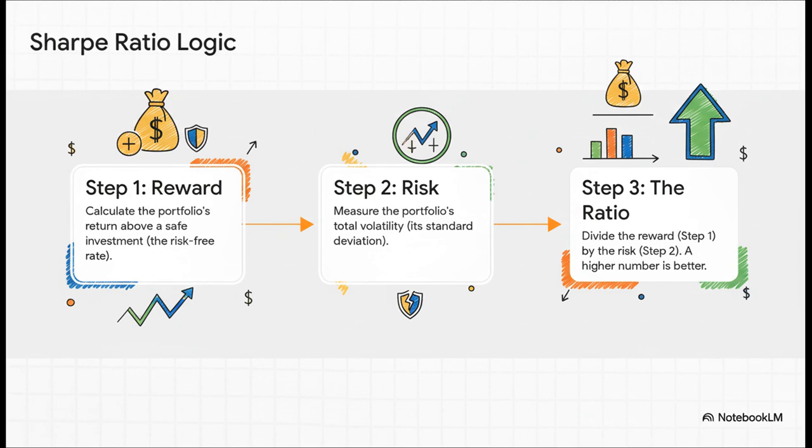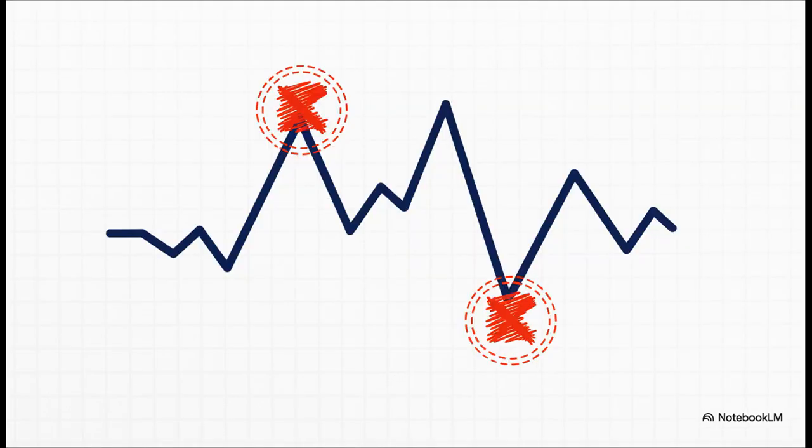First, you figure out how much you earned over what you would have gotten from a totally safe investment, like a government bond. That's your reward. Then, you measure the portfolio's total volatility, all the ups and downs. That's your risk. You just divide the reward by the risk. A bigger number is better. Simple as that. But, and this is a huge but, this universal tool has a massive flaw.